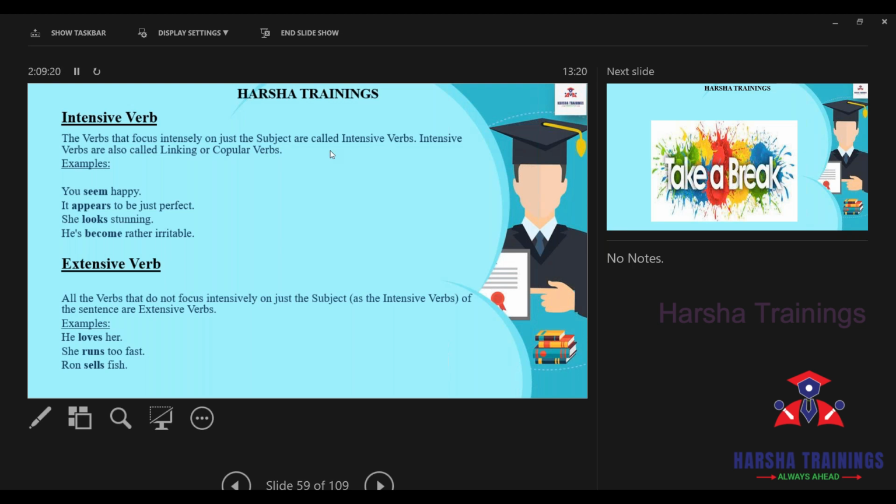What are extensive verbs? It's the total opposite. They do not focus on only the subject. All the verbs that do not focus only on the subject of the sentence are called extensive verbs. He loves her, for example. That verb is focusing both on the subject as well as the object, not only the subject. So these types of verbs are called extensive verbs, opposite to intensive. Intensive is only focusing on the subject. Extensive, both subject and the object. Okay?